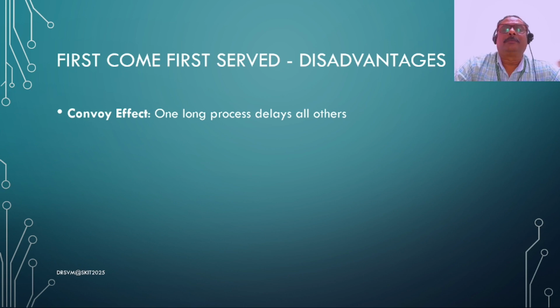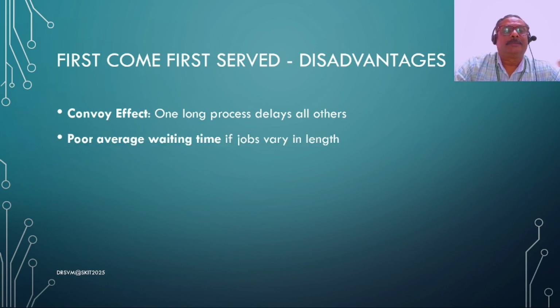That is, one long process is going to delay all others. Just in the last example we have seen, the first process was 24 units of time, whereas the other two were only 3 units of time, but still the first one got 24 units of time, and the other two have to wait for a very long period. So that's a convoy effect. One long process is going to delay all others.